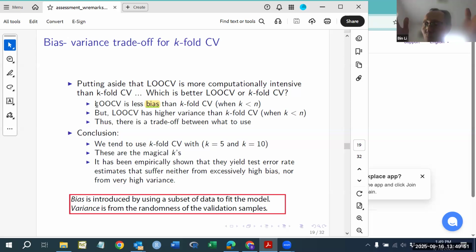So in that way, you can see which approach has the least bias. The least bias approach is the leave one out, because we only leave one observation out.